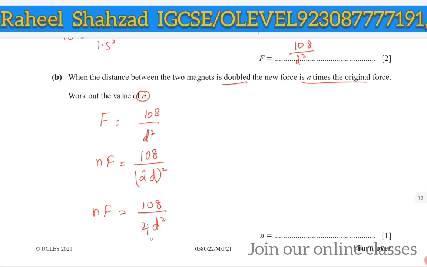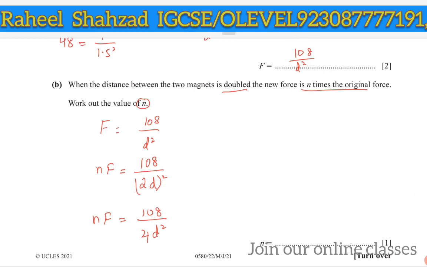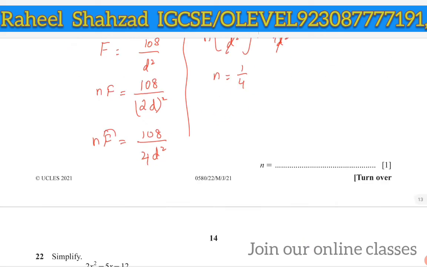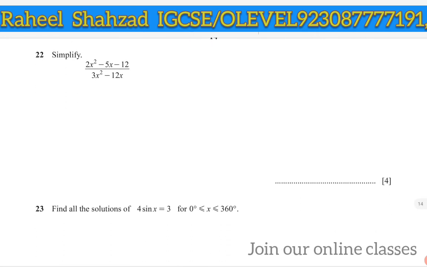So we know that nF equals this. I'm going to replace this F with the original force, that makes it n into 108 divided by d square is equal to 108 over d square by 4. So 108 and d square will be cancelled out. It's 4, sorry. So n is equal to 1 divided by 4. That is the answer.